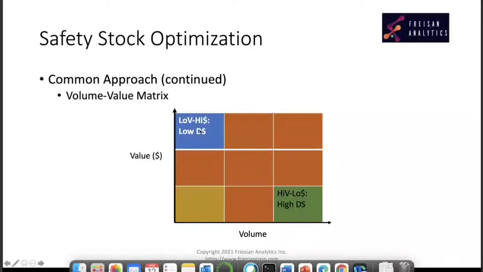On the opposite, it's a blue square on the upper left. It's a very high value, expensive item, but has very low size or volume. So we don't want to store a lot of expensive things there, and we assign a low DS there.